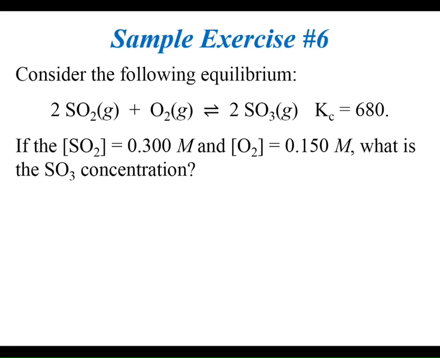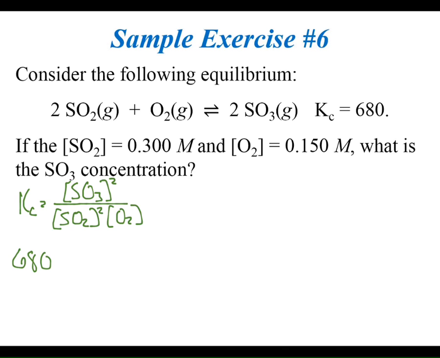So we're going to write the K first. So the K is the concentration of SO3 squared over concentration SO2 squared times concentration O2. So let's plug in what we know. So 680 equals concentration SO3 squared over, let's see, SO2 was 0.300, O2 was 0.150.